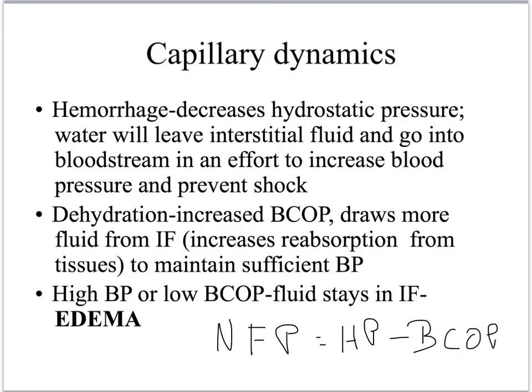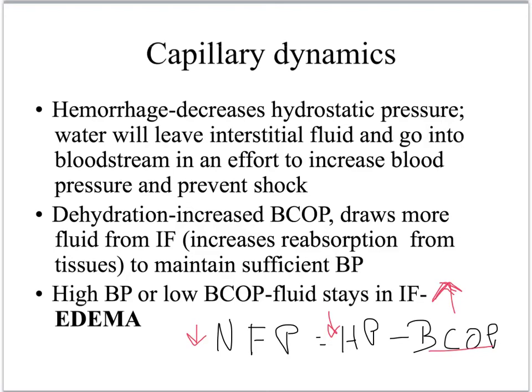Now let's look at what can go wrong. If you have a major hemorrhage to the point that you've decreased your blood volume, so therefore you've decreased your blood pressure, you're going to end up with a decrease here. That decrease is going to result in a decrease of the net filtration pressure. So the blood colloid osmotic pressure now is going to be a little bit overwhelming to the hydrostatic pressure, and that means that you're going to be drawing more fluid into your capillaries from the interstitial fluid. So that's the way your body tries to overcome the significance of the blood loss.